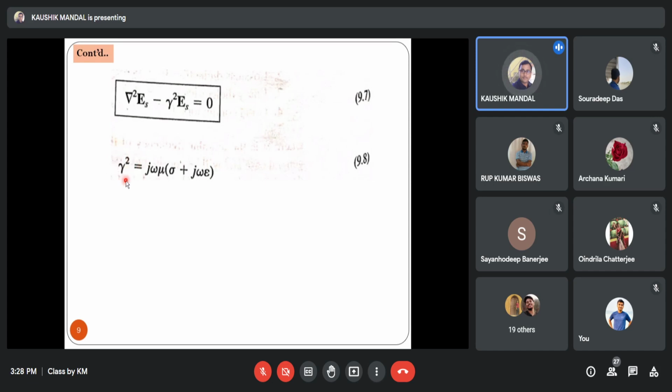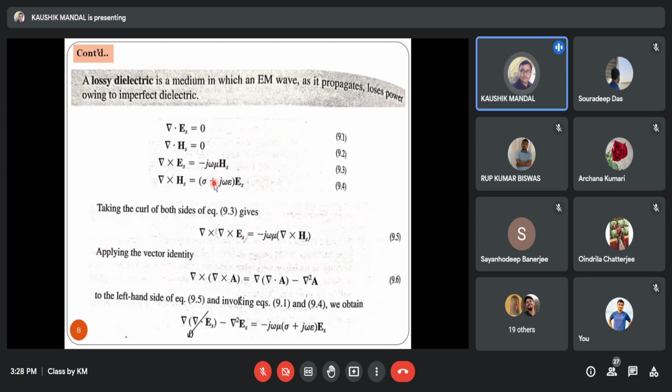So this gamma square equal to j omega mu sigma plus j omega epsilon. That is, if you compare with the previous equation, this one is basically the gamma square. J omega mu into sigma plus j omega epsilon, that is equal to gamma square.